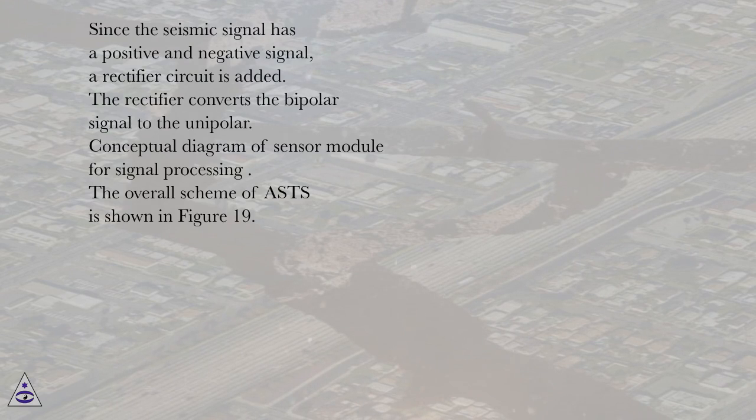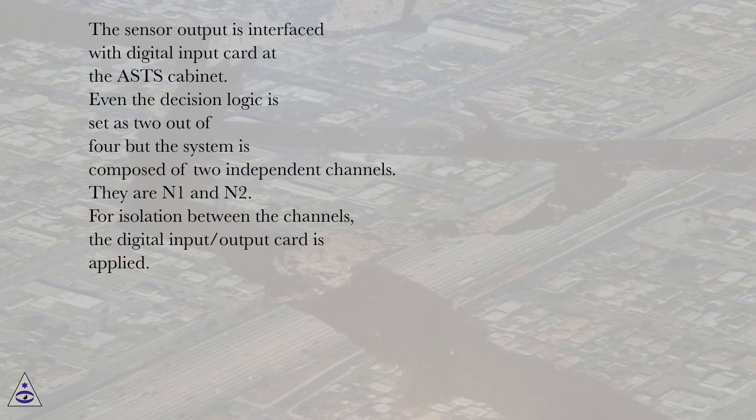Conceptual diagram of sensor module for signal processing. The overall scheme of ASDS is shown in Figure 19. The sensor output is interfaced with the digital input card at the ASDS cabinet. Even though the decision logic is set as 2 out of 4, the system is composed of 2 independent channels. They are N1 and N2.